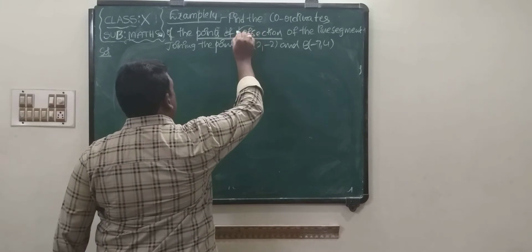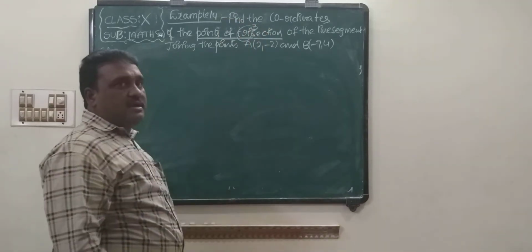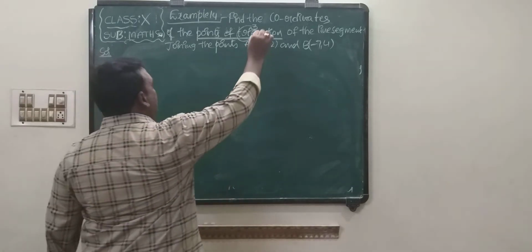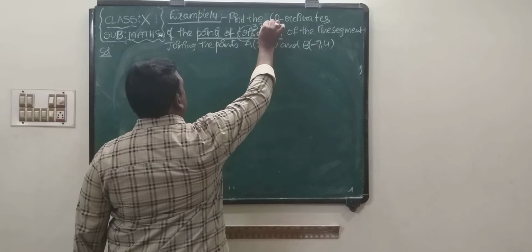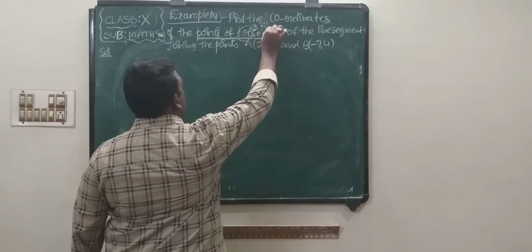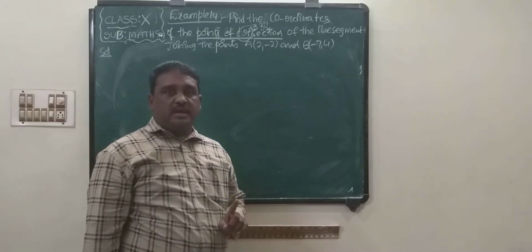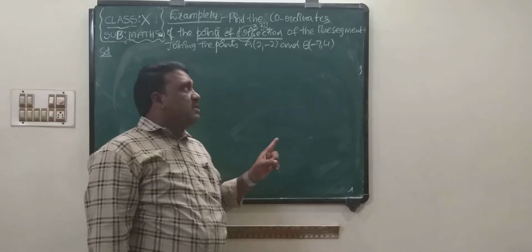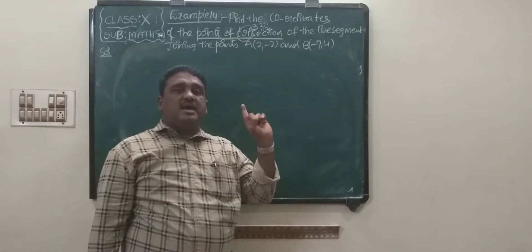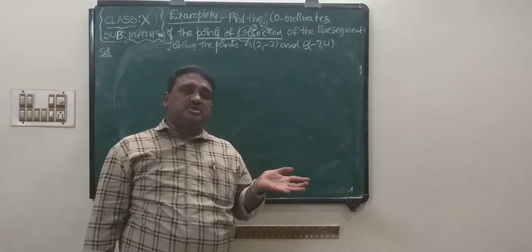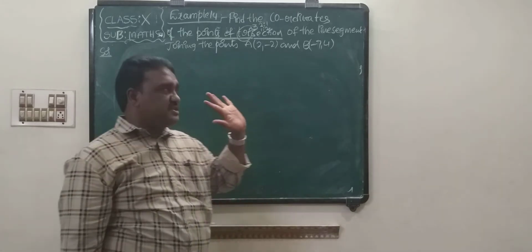Tri means 3. Think about ratio: 2:1 and 1:2. Both together make trisection. So trisection means 2:1 and 1:2, or 1:2 and 2:1. Both together are known as trisection.